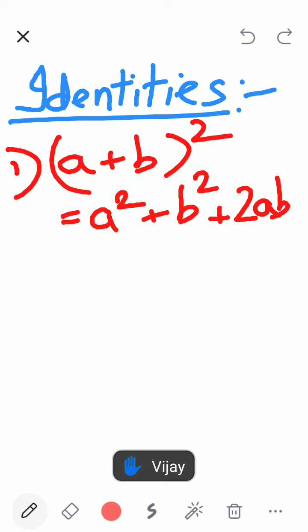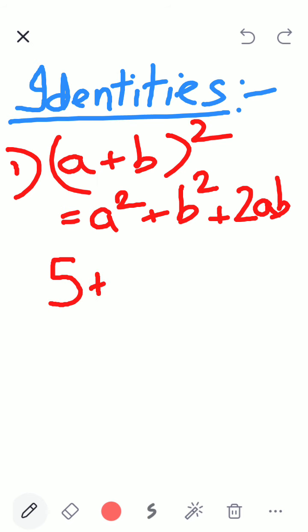Okay. Now, can somebody tell me? Yes, Vijay, you have a doubt? Okay. Now, suppose I say 5 plus 2 the whole square. Okay. What is the answer? Anybody raise your hands.